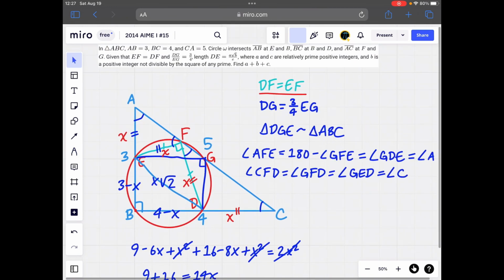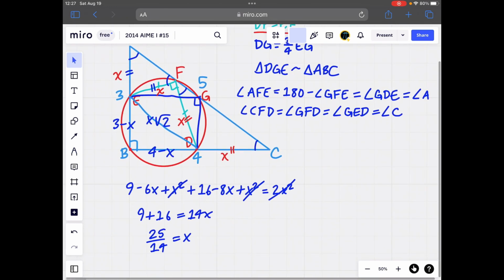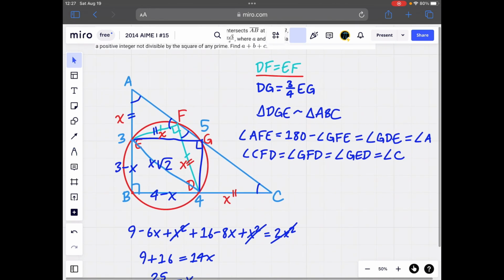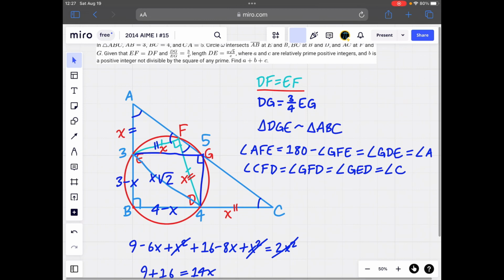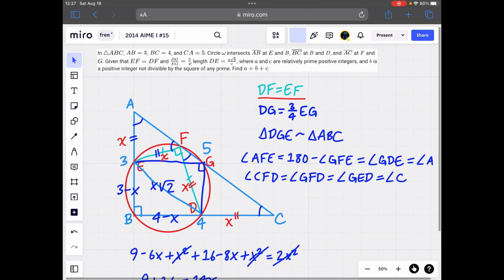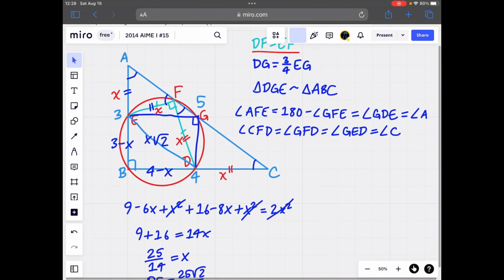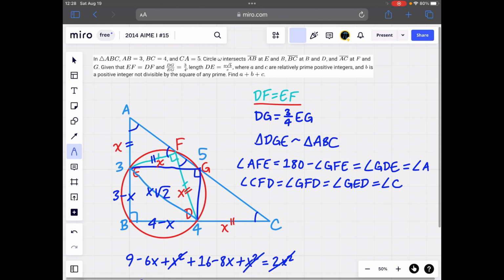Now what do we want to find? We want to find DE, which is X root 2. So we have DE equals 25 root 2 over 14. And it wants us to express this in the form A root B over C, where A and C are relatively prime positive integers. 25 and 14 are relatively prime positive integers. And B is a positive integer not divisible by the square of any prime. It's clear that 2 isn't divisible by the square of any prime. What is A plus B plus C? We just have 25 plus 2 plus 14, which is 27 plus 14, and that's equal to 41.